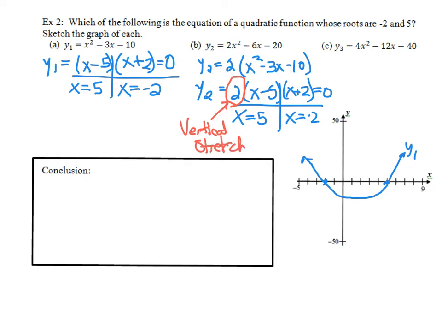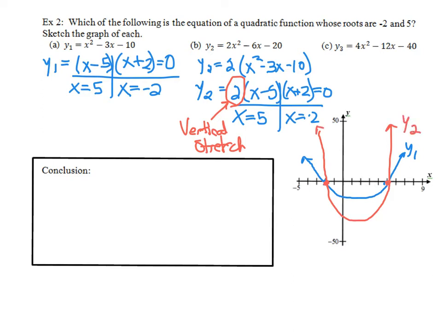So let's go ahead and graph this one. I'm going to graph this one in red. It still crosses the x-axis at -2 and +5, but all of the y-coordinates are doubled, so my graph is going to look something like this for y2.